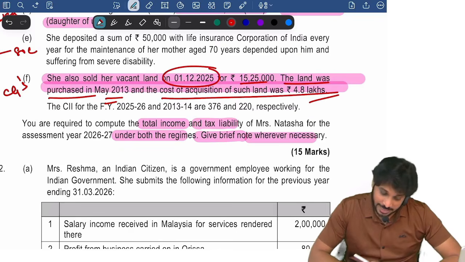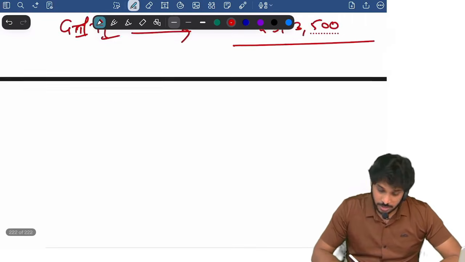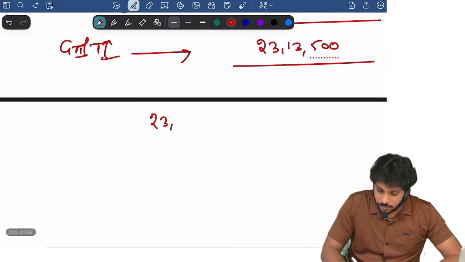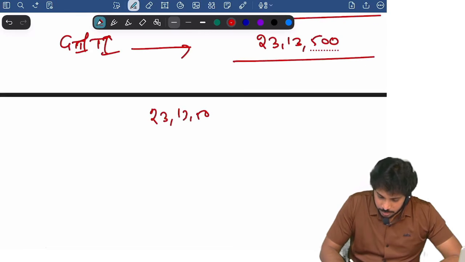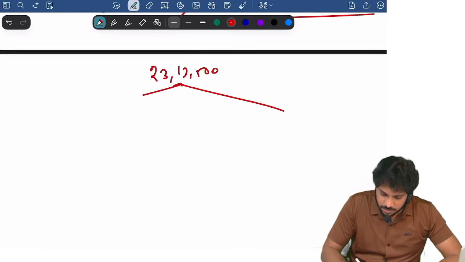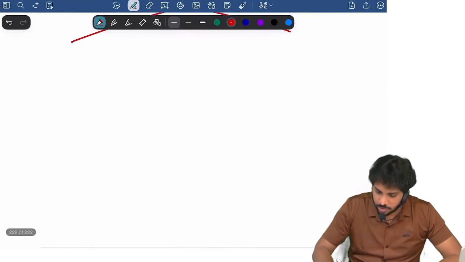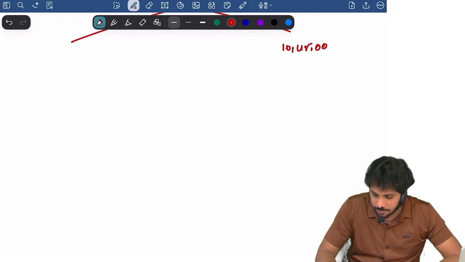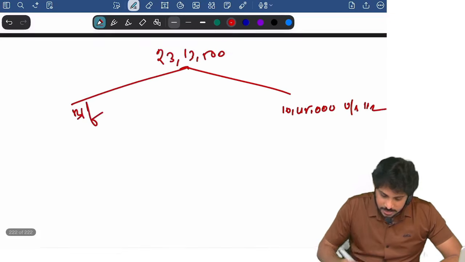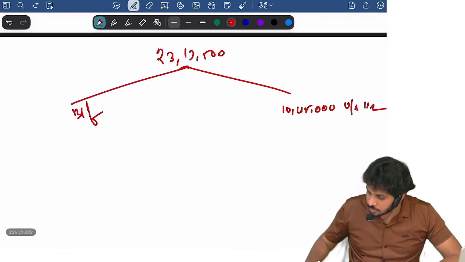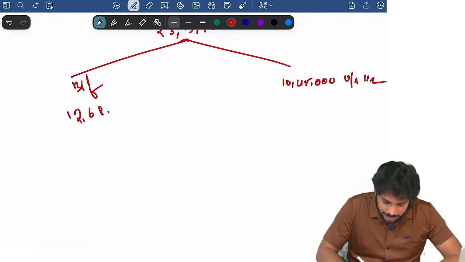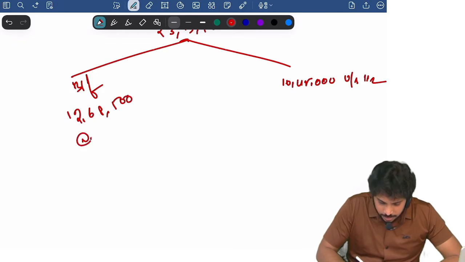Are they asking tax liability? Oh my god, they're asking tax also. So now we have to be very careful. 23 lakh 13,500. Special incomes are what? 10 lakh 45,000 capital gain is special income. Correct? Under section 112. Am I right? So what is the balancing figure? 23 lakh 13,500 minus 10 lakh 45,000. Balance income 12 lakh 68,500 at slab rate.